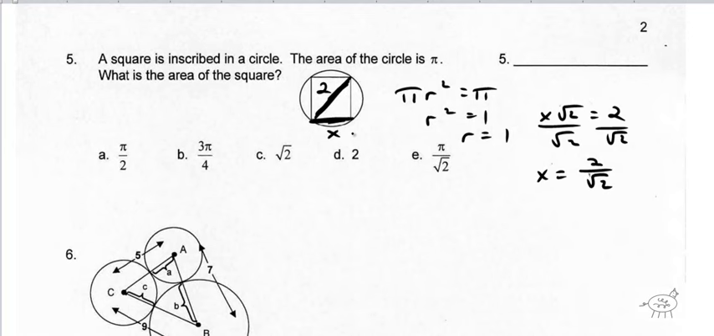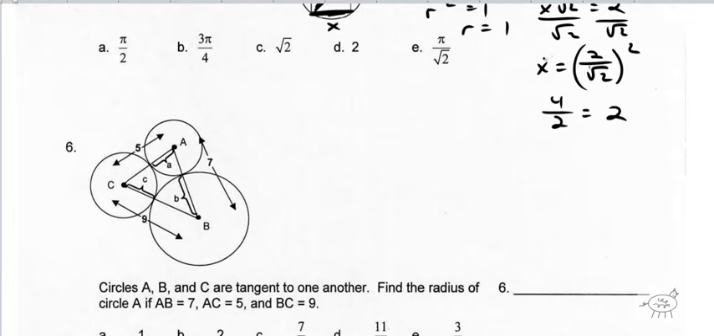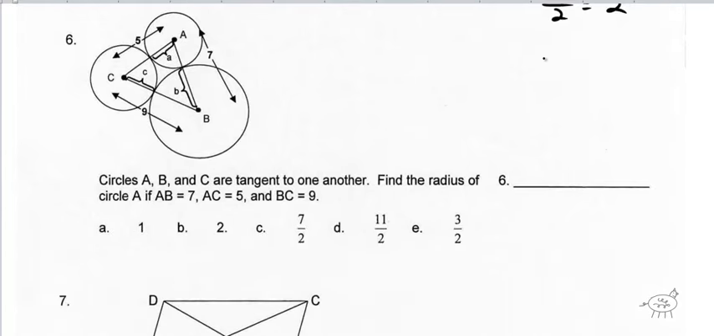And now you don't have to rationalize it. The only reason you don't have to rationalize it is what's being done with it. Remember, the area of a square is side squared, so x squared. So I square that and I get 4 over 2, which is 2. So the area of the square is D. Okay. All right, next one. Great problem. I love this problem.